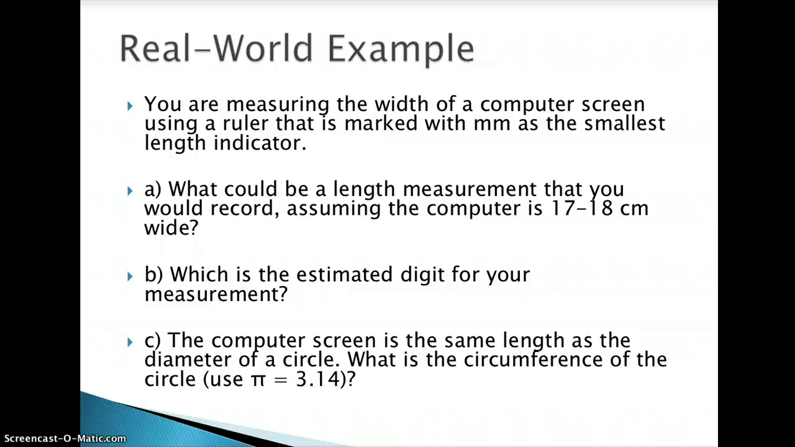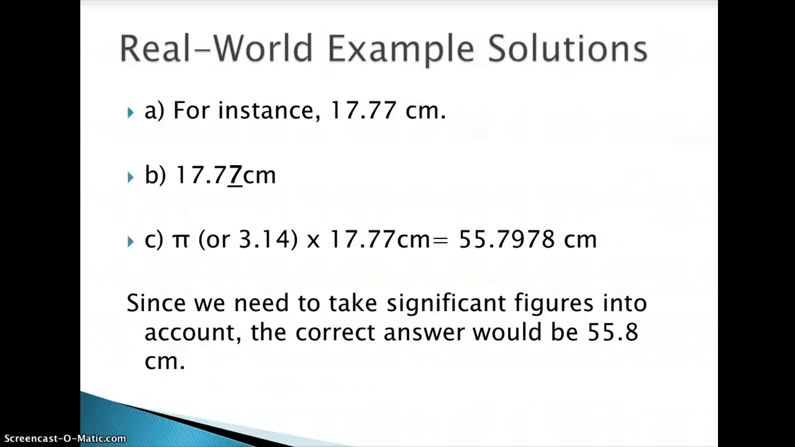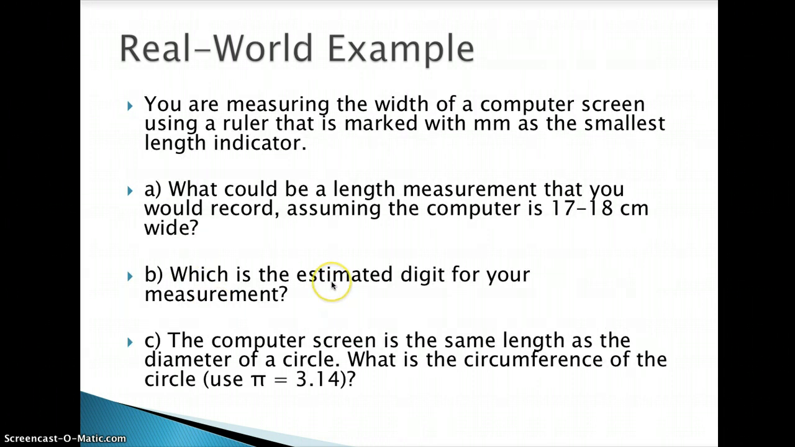Which is the estimated digit for your measurement? Here's what I got. I chose 17.77 centimeters. The estimated digit is going to be the 7, one of the 3 sevens, on the end, because that was the measurement that was between the 2 millimeter marks that we discussed earlier. The computer screen is the same length as the diameter of a circle. What is the circumference of the circle?